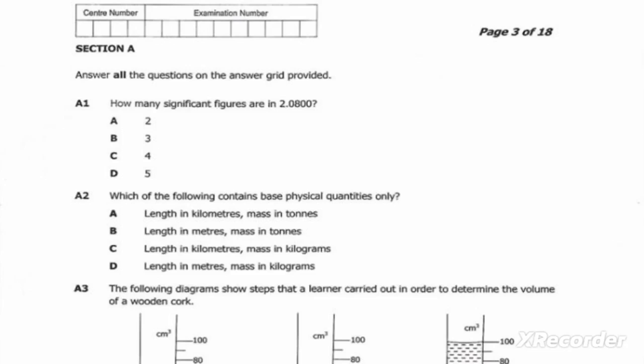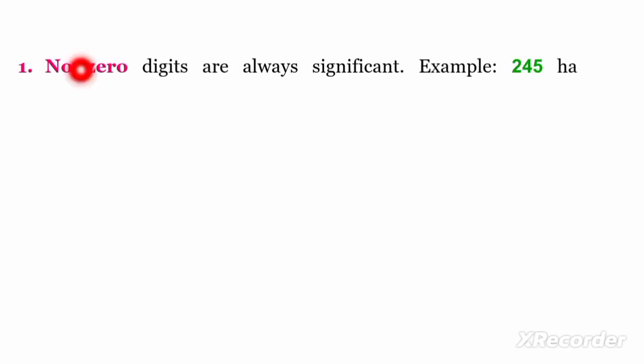Okay, so to answer this question, the first thing that we are going to do is look at the rules that we need to consider when counting the number of significant figures. The number one rule is that non-zero digits are always significant figures. For example, 245 has three significant figures because they are all non-zero digits.